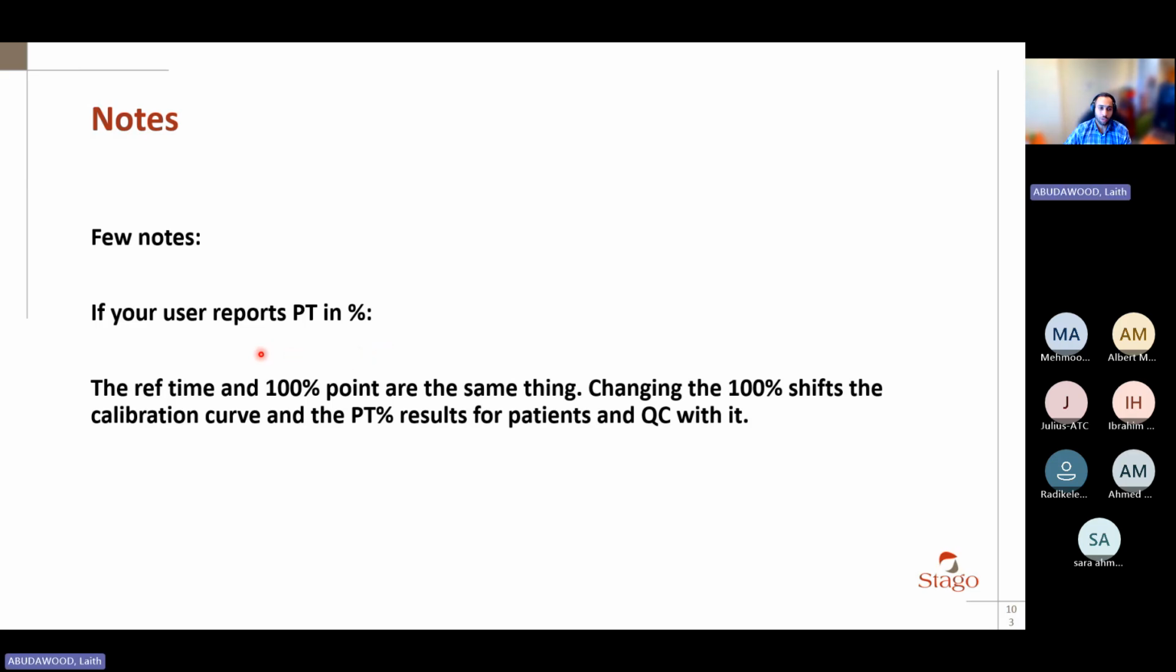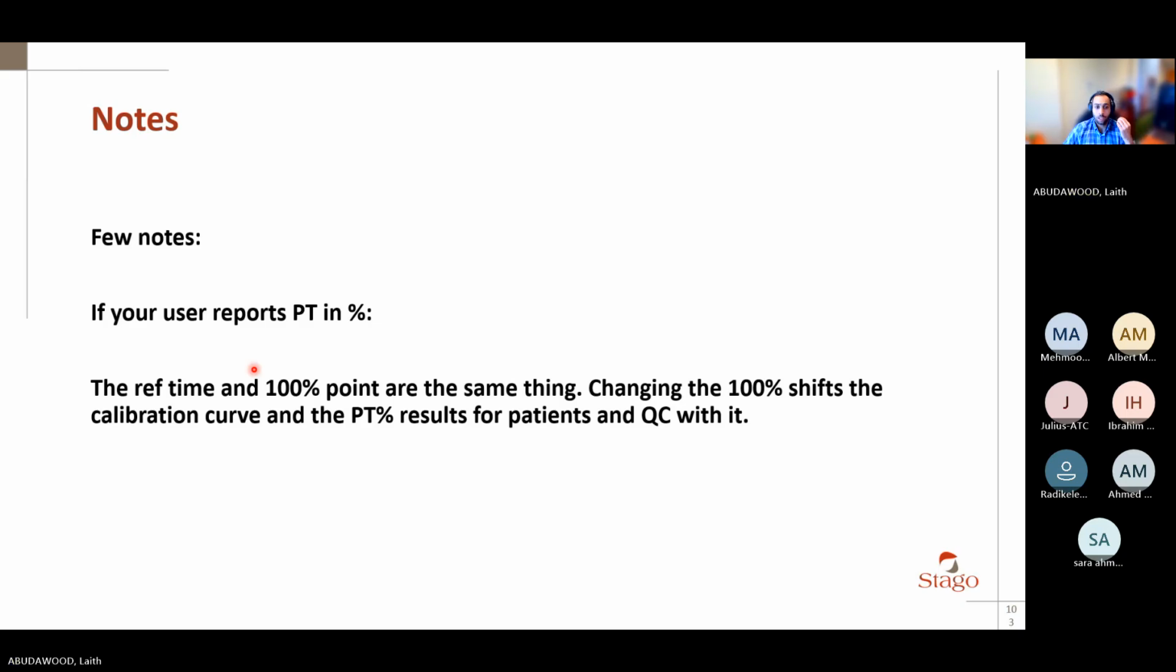Now, if the user is using PT%, I know most of you, the users use PT seconds, but if you have a user that uses PT%, whenever you have a new lot of PT, you have to calculate the mean normal PT, or what we call a reference time. If the user is using percent, the reference time or the MNPT is also the 100% point.